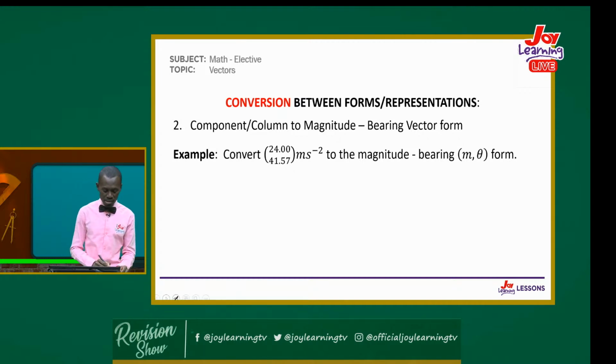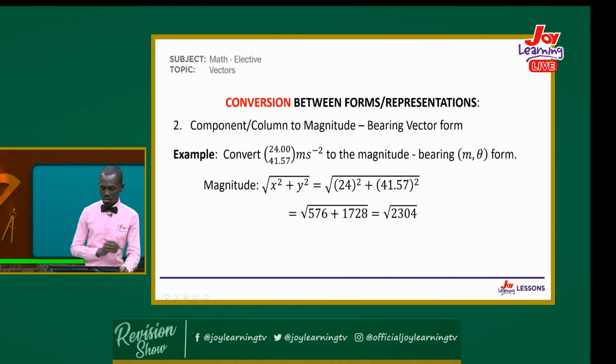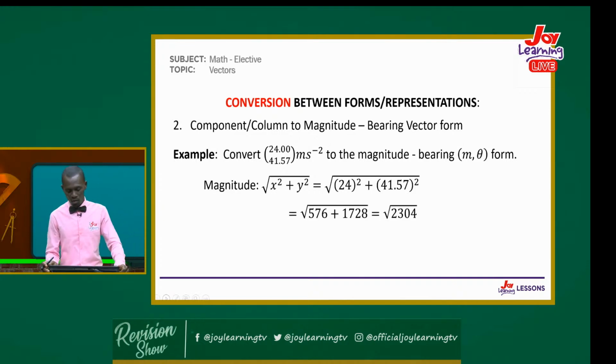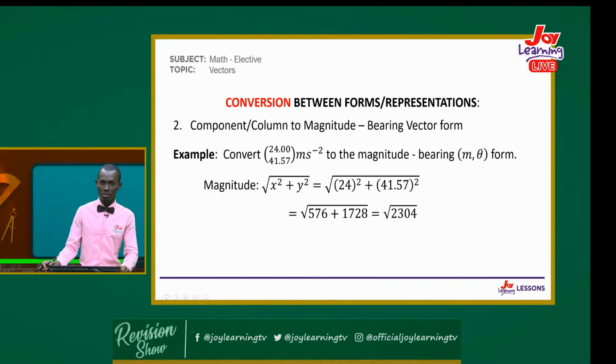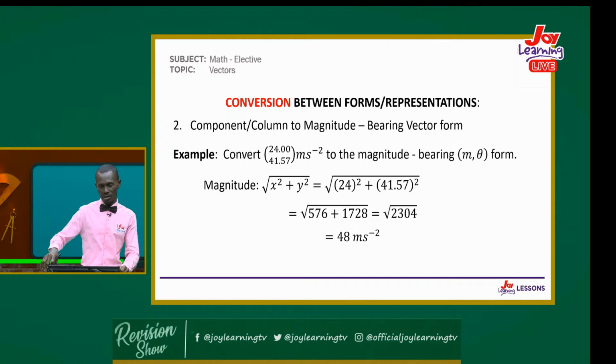Well, our procedure is something we have done before. Magnitude, remember magnitude? Square root of x squared plus y squared. So you square 24, square 41.57, put them together. When you sum them and find the square root, you will get the square root of approximately 2,304, which if you punched on your calculator will be 48 meters per second. But remember, per second squared.